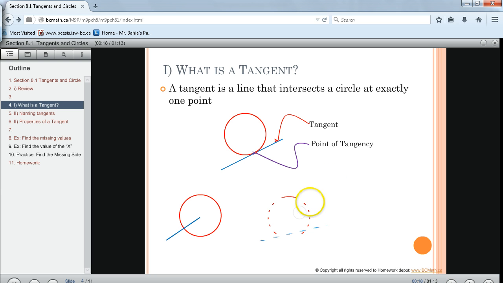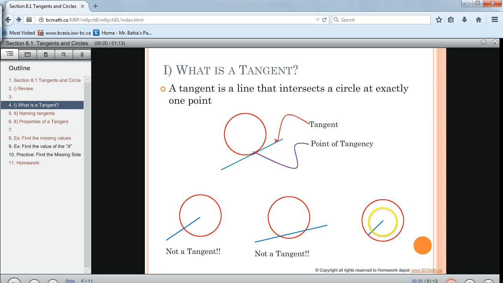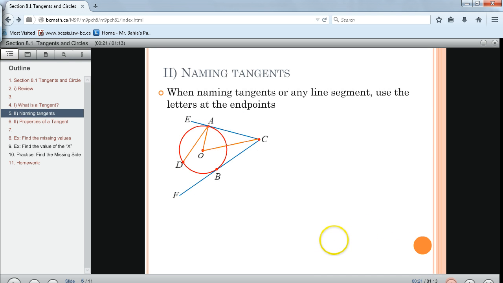Would that be a tangent? Remember, it has to intersect a circle at exactly 1 point. And so that's not a tangent. This one is not a tangent. This actually is a radius, if that's the center of the circle. That's not a tangent.